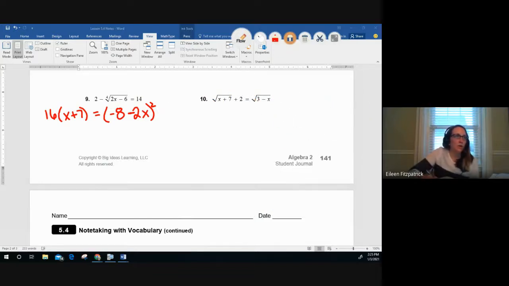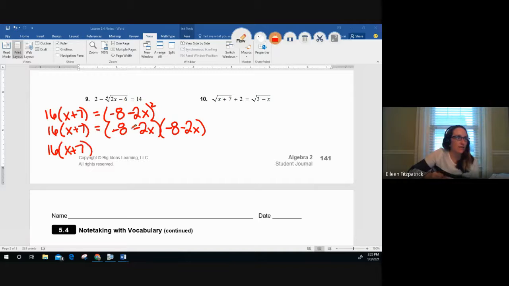All right, so when I square that, remember that means you have to FOIL it because it's a binomial. So I'm going to write it out. Negative 8 minus 2x, negative 8 minus 2x. So I have 16 times x plus 7. Negative 8 times negative 8 is a 64. Negative 8 and a negative 2x is a plus 16x. Negative 2 times negative 8 is a plus 16x. Negative 2x times negative 2x is a positive 4x squared. Distribute the 16 into the parentheses.